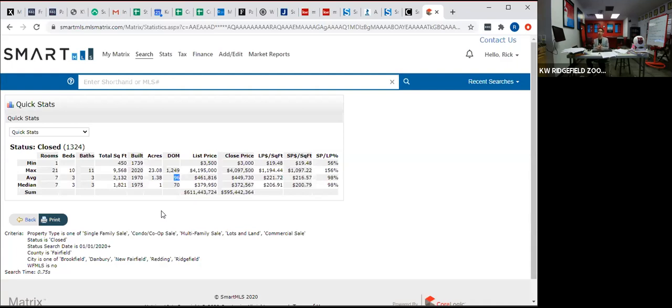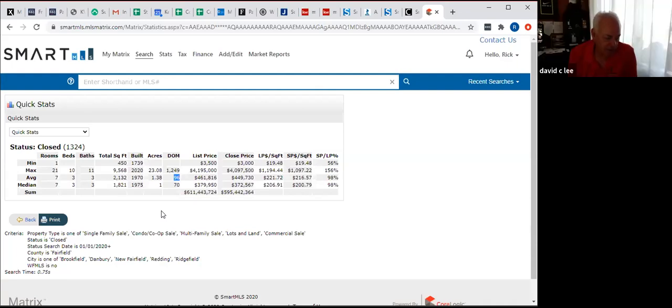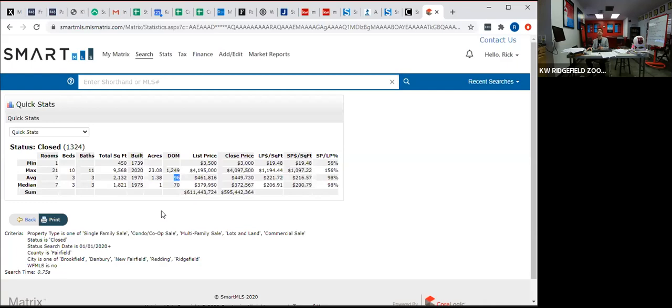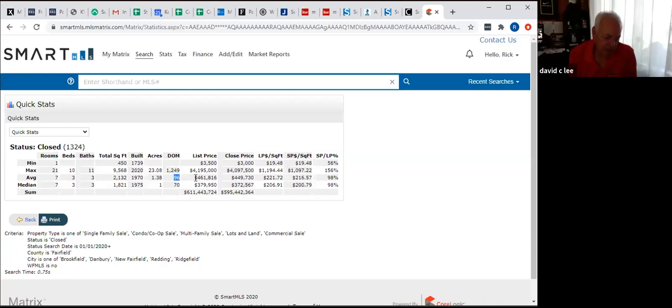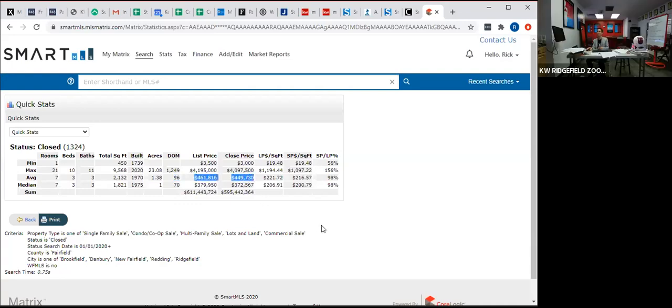Why is that a benefit for sellers? Everybody wants to sell quickly. How come? What's the financial benefit to that? Get a higher price. Yeah, you sell for a higher price when you sell faster. The longer you sit on the market, guess what? The less money you make. That is a fact. So let's do the math here.